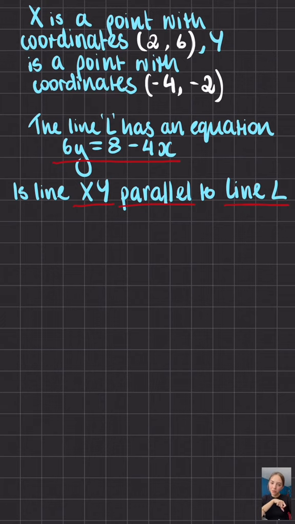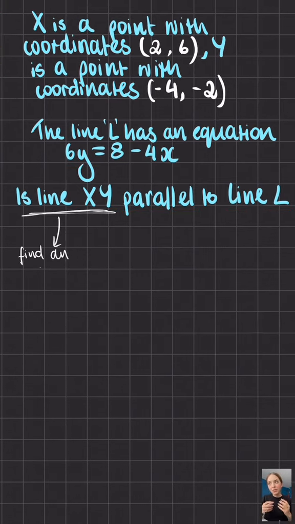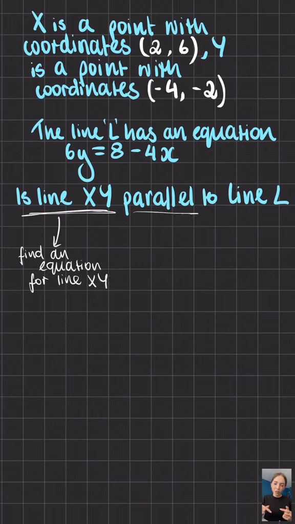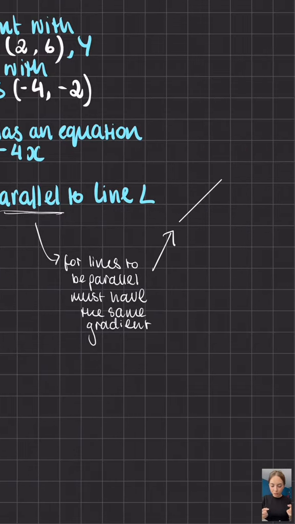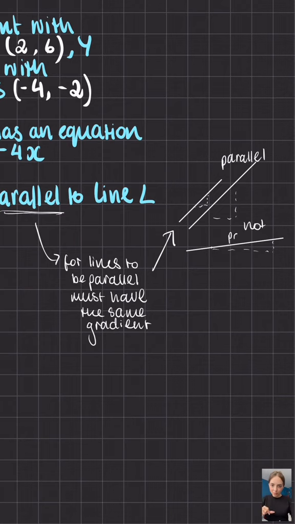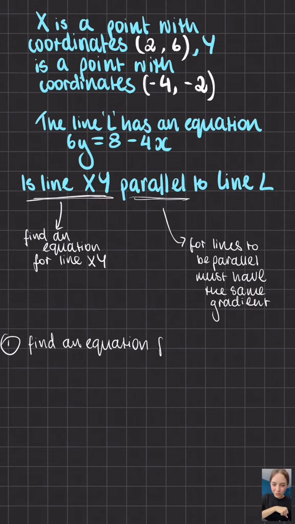parallel to line L? When solving an exam question, you want to look at the key words, as these will point you in the right direction of where to start. So we are asked about line XY, so that tells us we're going to have to find an equation for line XY. Same way, we are asked if the lines are parallel, so we're going to have to look if the two equations are going to have the same gradient. So now that we know what we have to do, let's begin.